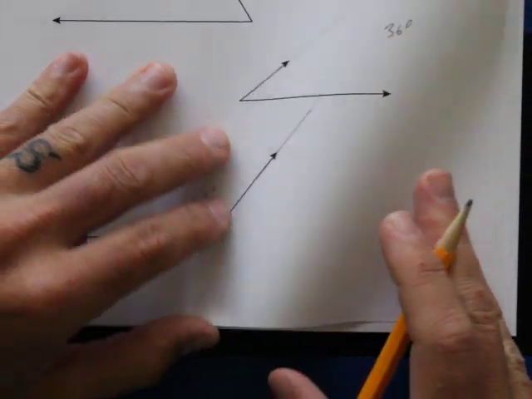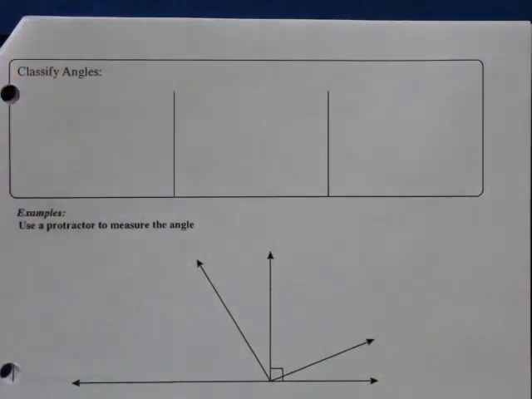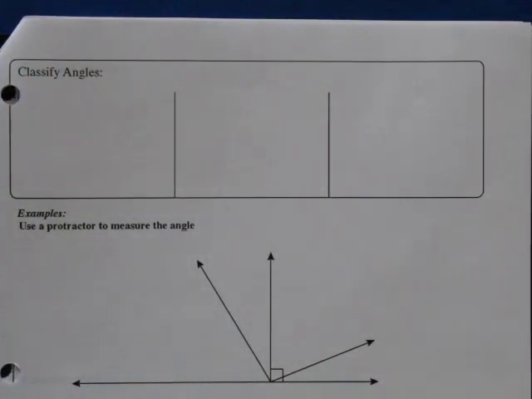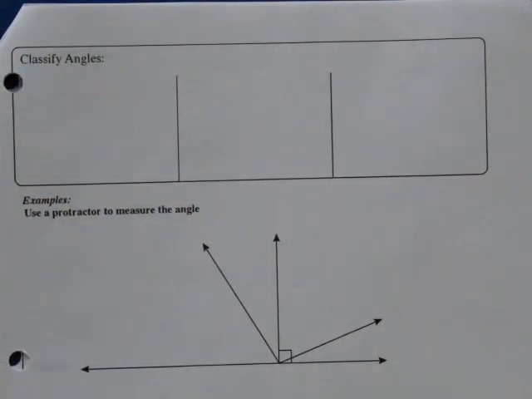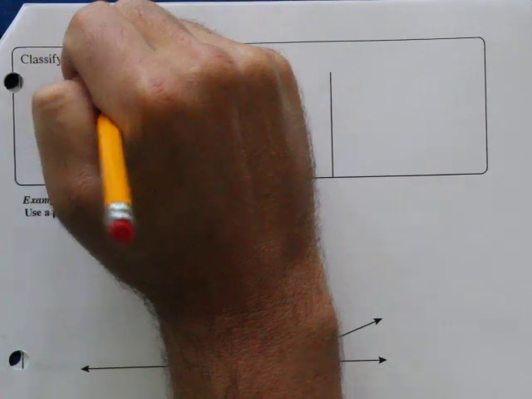Now we are going to talk about classifying angles. We're going to talk about 3 different classifications of angles here. One is a right angle.